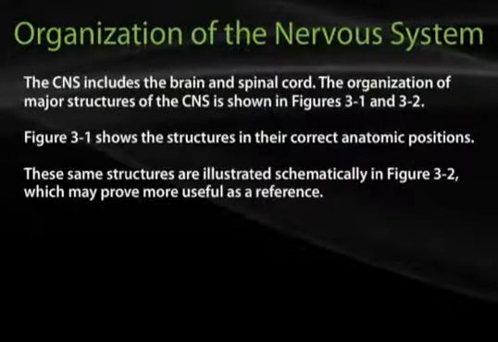The central nervous system includes the brain and spinal cord. The organization of major structures of the central nervous system is shown in Figures 3-1 and 3-2. Figure 3-1 shows the structures in their correct anatomic positions. These same structures are illustrated schematically in Figure 3-2, which may prove more useful as a reference.